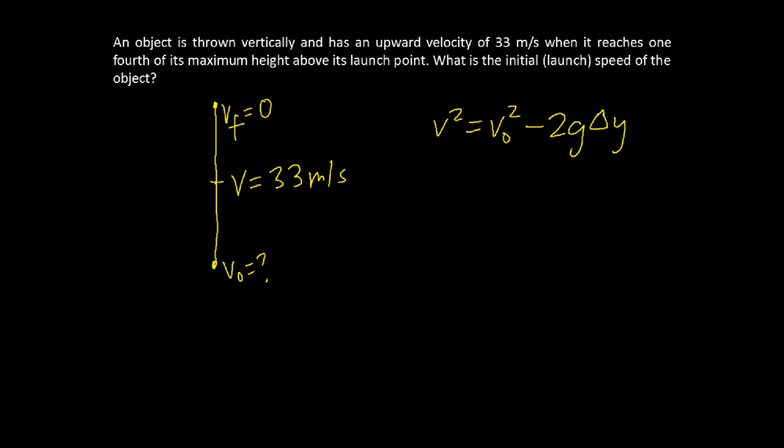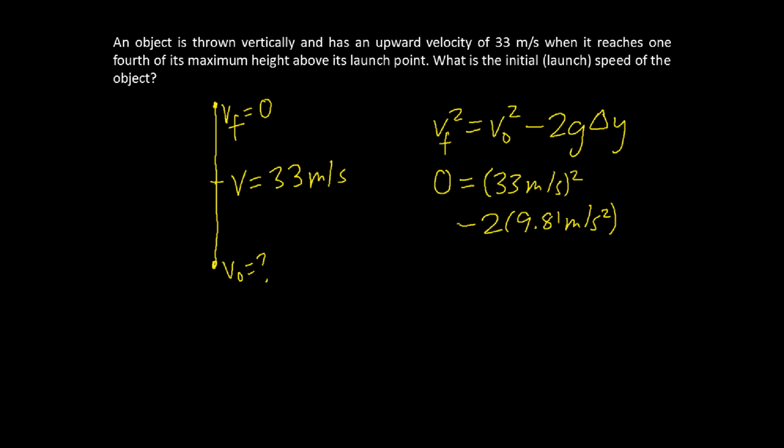So we know that the final velocity is 0, so 0 squared will still be 0, and then at that point the speed is 33 meters per second, so I'm going to put it squared over there, minus 2 times 9.81 meters per second squared, and then delta y.